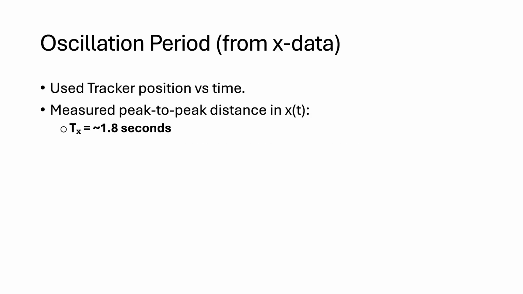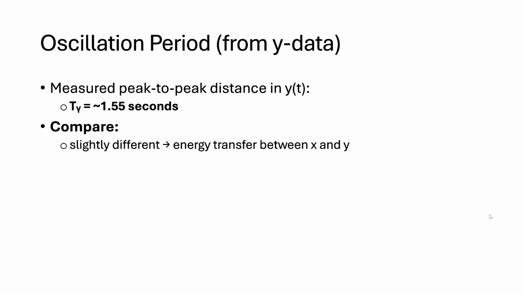From the x position in Tracker, I measured the time between two peaks of motion. The oscillation period in the x direction was about 0.18 seconds. This is consistent over several cycles. Using the y position graph, the period was slightly shorter, about 1.55 seconds. The difference between the two periods suggests that the motion was not perfectly one-dimensional. Some of the energy shifted between the vertical and horizontal motion, and the real-life damping affects the Tracker data more than the model.